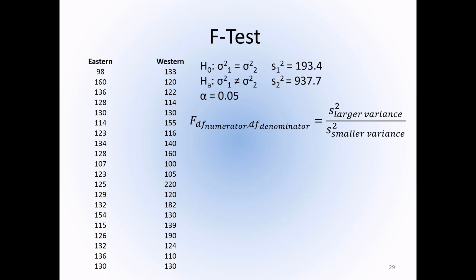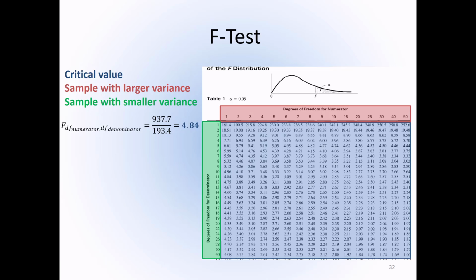In this example, it's quite clear that sample 2 has a much larger variance than does sample 1, and so we'll place the variance for sample 2 in the numerator, the variance for sample 1 in the denominator. And this will then allow us to calculate our test statistic, 4.84. Now, similar to the t-tests, we're then going to compare our F value to the critical values in the F table. But before we do so, we need to figure out what the critical value is, and this is going to be determined based on the degrees of freedom for both the numerator and the denominator.